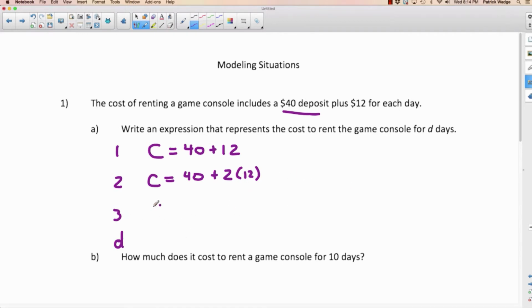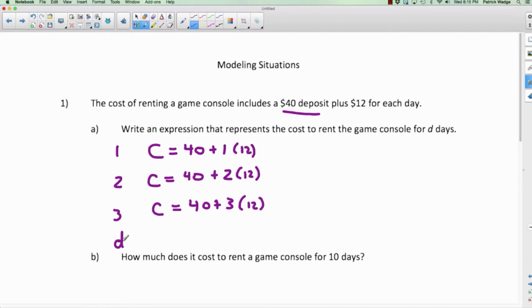Okay, for 3 days, what's the cost? Well, you still pay the $40, but this time, instead of paying 2 $12 payments, you have to make 3 $12 payments. All right, all this, by the way, what could you put here? We had 2 times 12 here, 3 times 12 here. You could have put 1 times 12 up here, couldn't you? Because you're just making one $12 payment here.